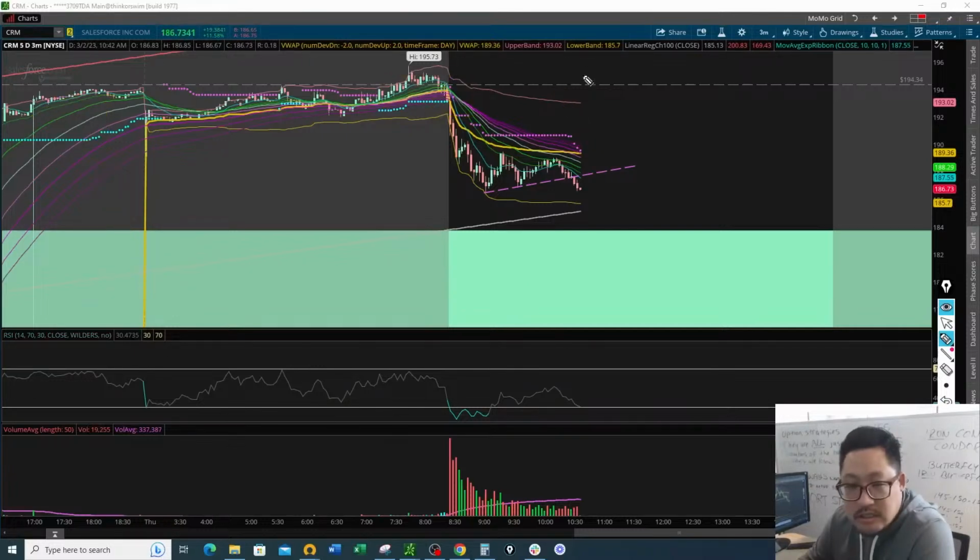I also discussed this ATR trailing stop. Now, I haven't discussed much about it, but I will talk about what the usage of this indicator will be.